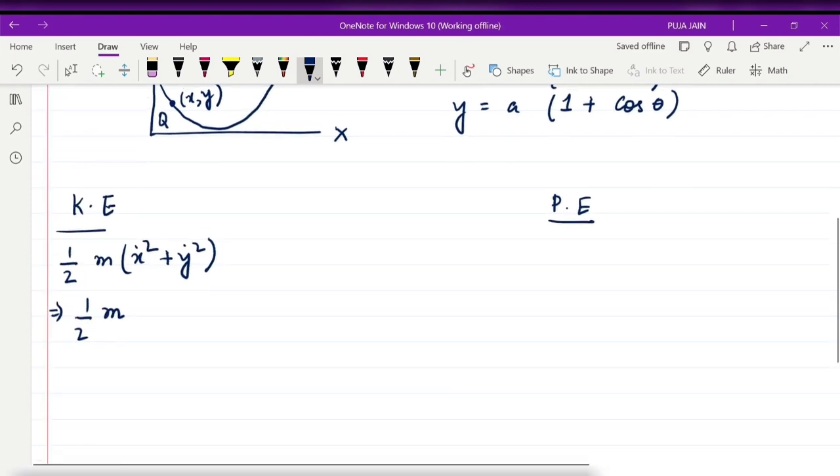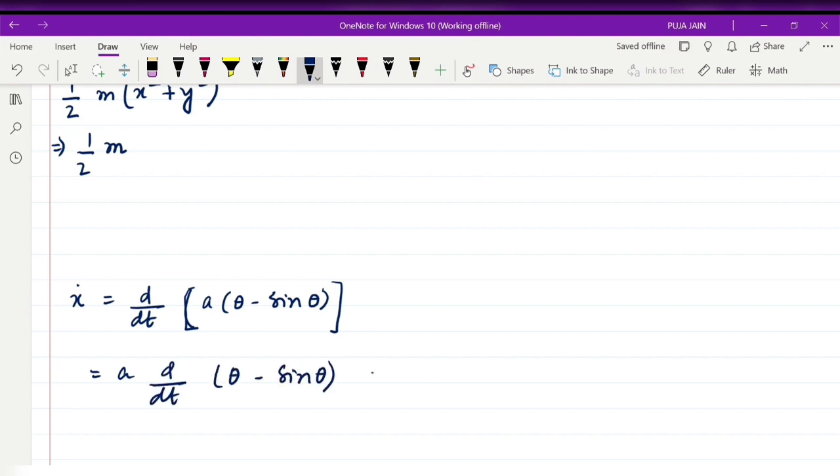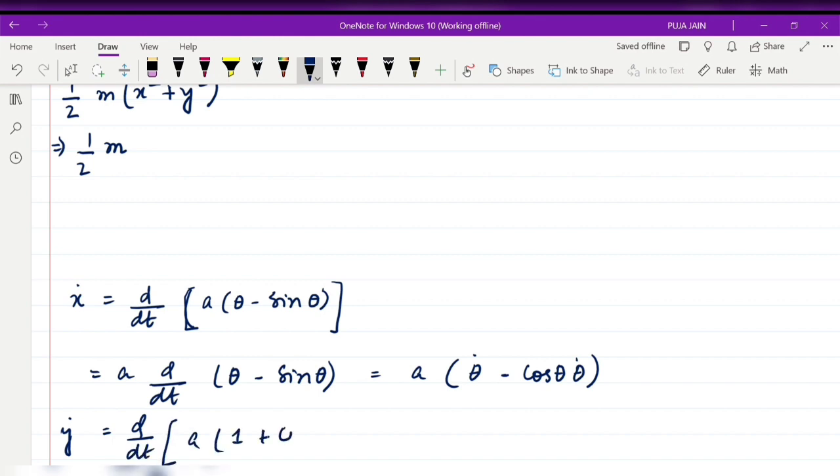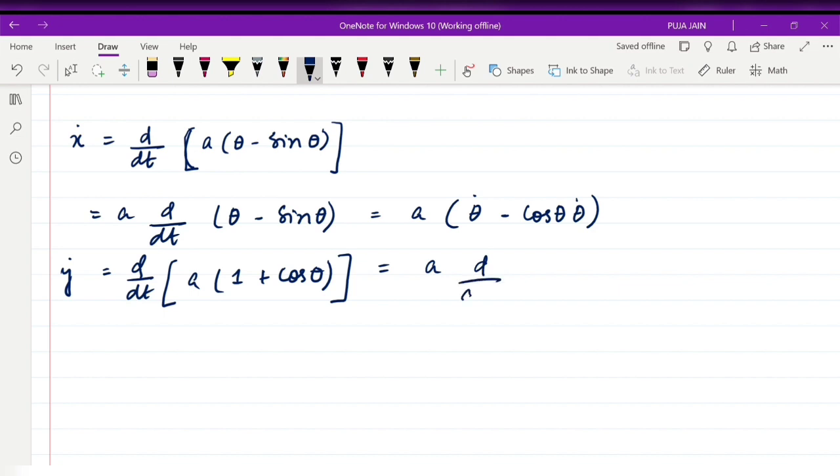So we will separately first find out x dot, that is d dt of x, which is a (theta minus sine theta). So a is a constant. So d dt of (theta minus sine theta). What we will get is a (theta dot minus cos theta theta dot). Similarly, we will find y dot, d dt of a (1 plus cos theta). So a is a constant. So d dt of (1 plus cos theta): 1 is a constant, so the derivative of it is 0. So for a cos theta we will get minus sine theta theta dot.